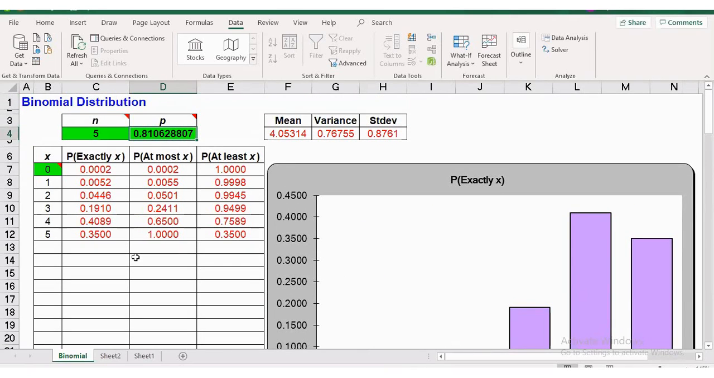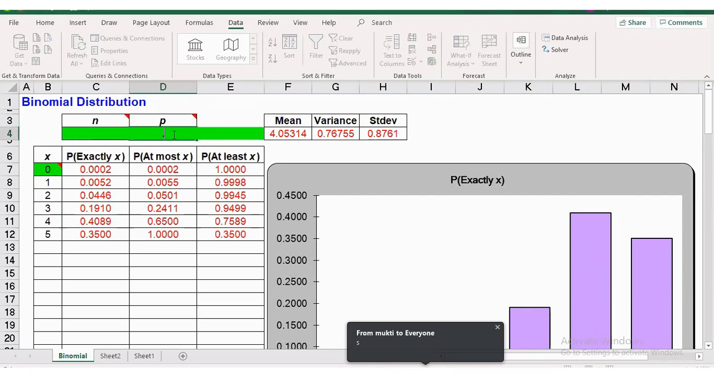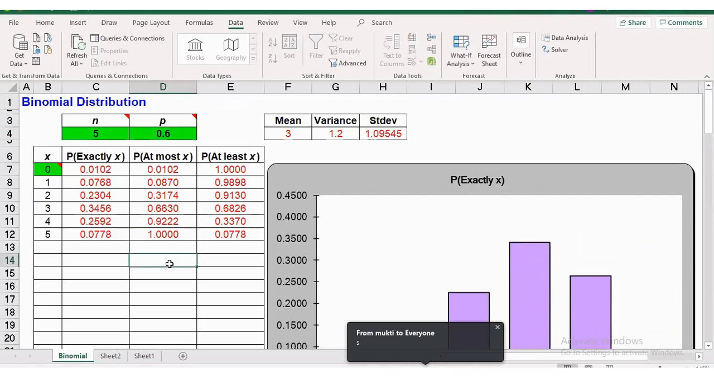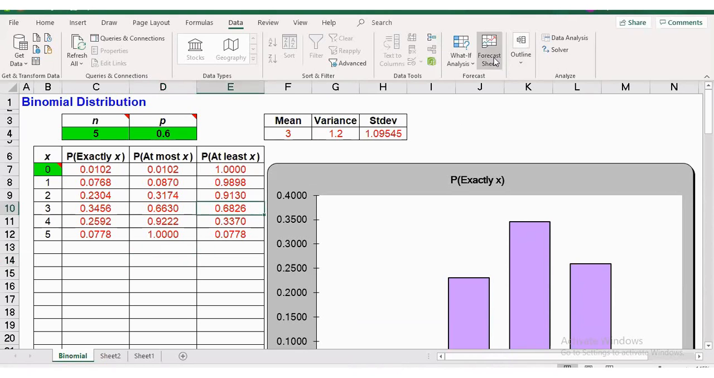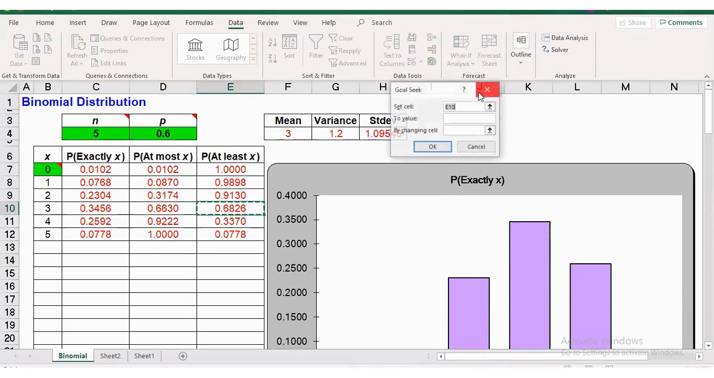Interesting, guys? No. I don't want to change my machine because it's very costly. I'll keep it as it is. Now tell me how many more boards I need to produce. You guys are clear? Let us solve this problem again, same way. What should I do? What-if analysis, goal seek. This time also I am keeping this.